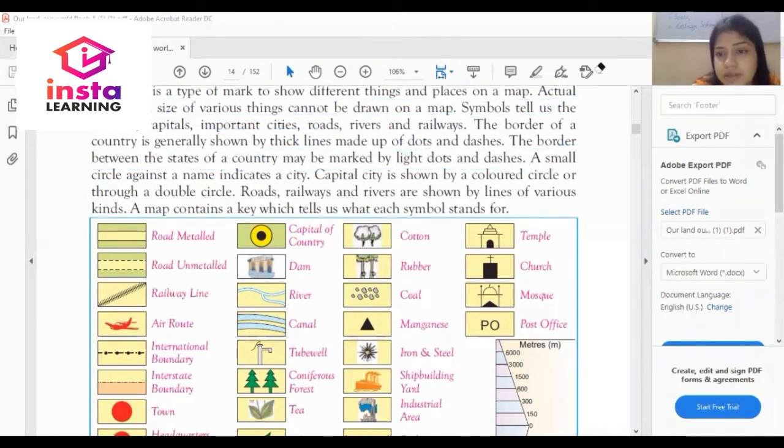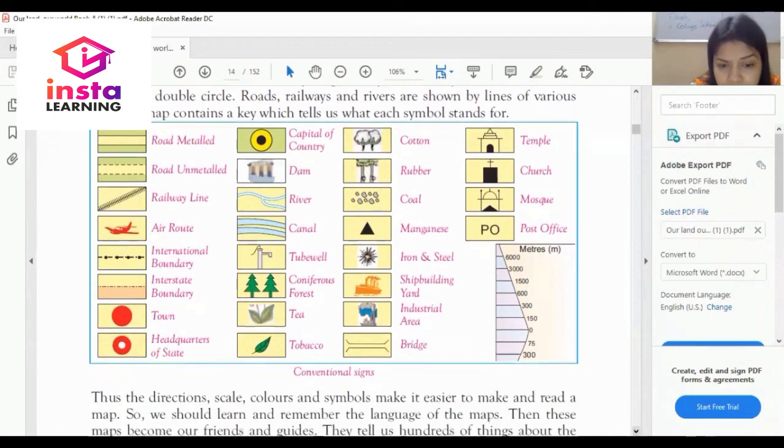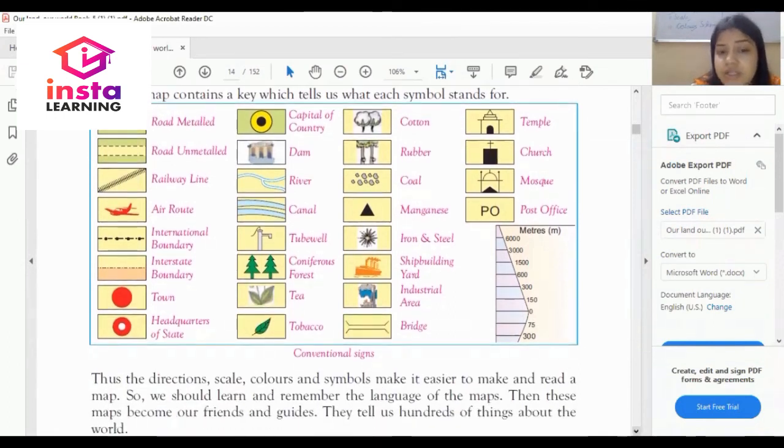So these are the pictorial things which represent conventional signs. These are the conventional signs.